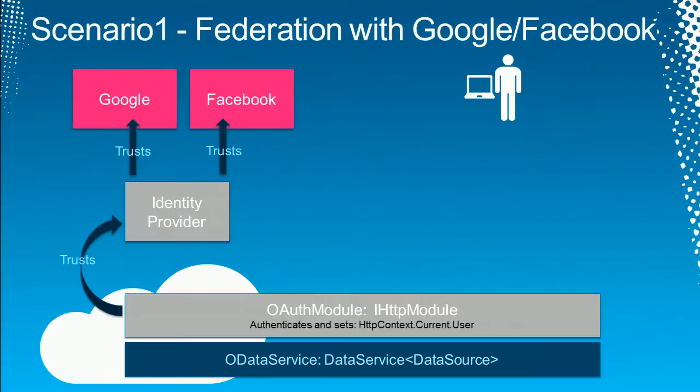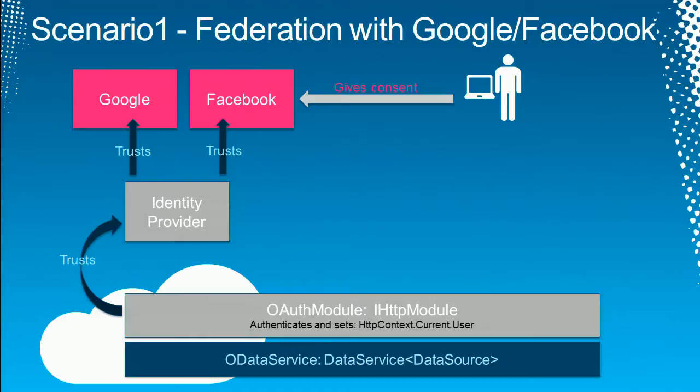Okay? Now, the way things work here, imagine the user has already attempted to access the data and there was a 401 response because the OAuth module said you're not authenticated. Well, then the user would authenticate against Facebook and give consent. Now, what you're giving consent to here, you're not giving consent for this application to access that user's Facebook data, which is what you might be familiar with from all these Facebook apps. What you're giving consent to here is for Facebook to share the identity of the user with the other identity provider.